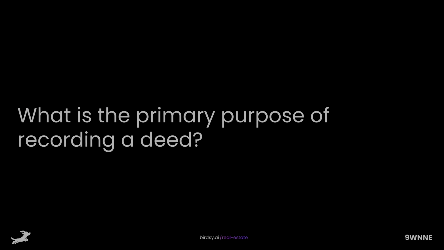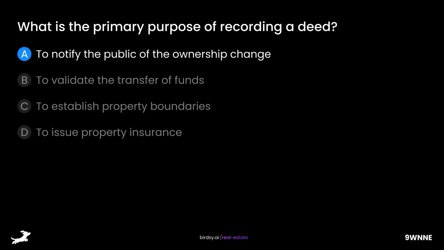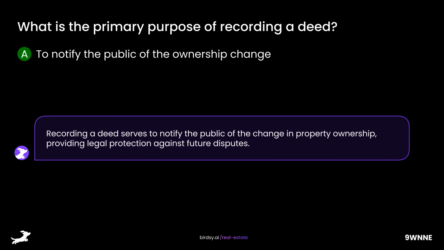Transfer of property. Title and deeds. What is the primary purpose of recording a deed? Is it A, to notify the public of the ownership change, B, to validate the transfer of funds, C, to establish property boundaries, or D, to issue property insurance? The answer is A, to notify the public of the ownership change. Recording a deed serves to notify the public of the change in property ownership, providing legal protection against future disputes.